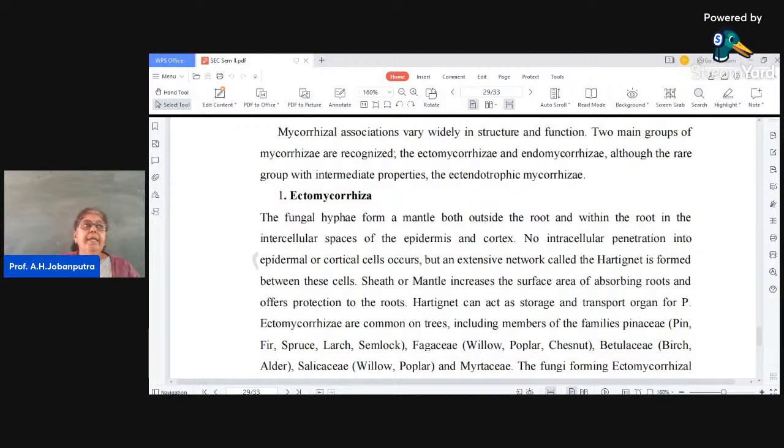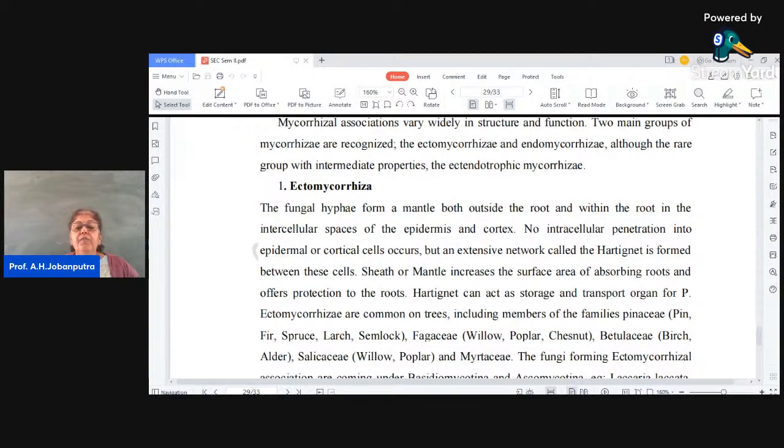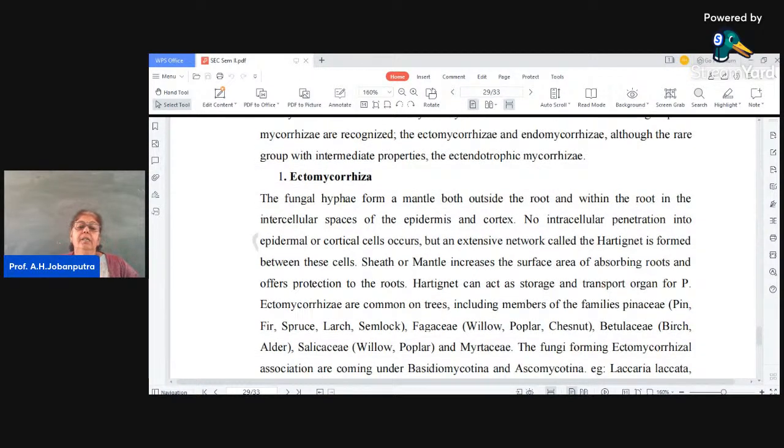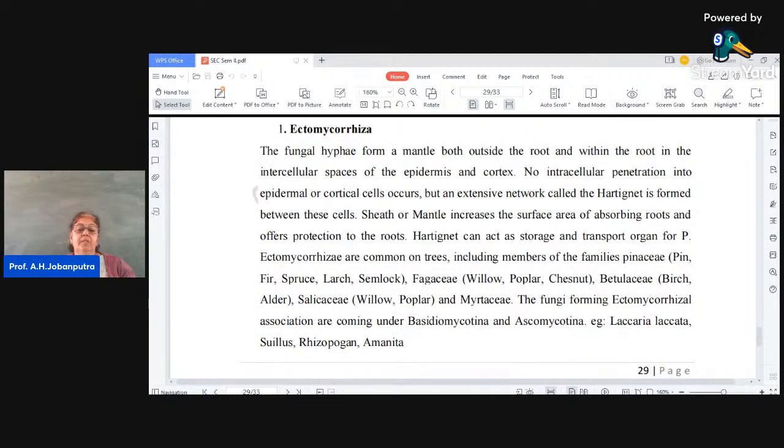They won't enter inside the cells, they will enter the spaces between two cells. So intercellular spaces, epidermal cells and cortical cells जे असतात त्याच्या intercellular spaces मध्ये ते ग्रो होत असतात. So they form a thick network inside the intercellular spaces, not inside the cell but between the cells, and this thick network is known as Hartig net. And this sheath and mantle surface of the root thereby increases because of this growth of fungal hyphae.